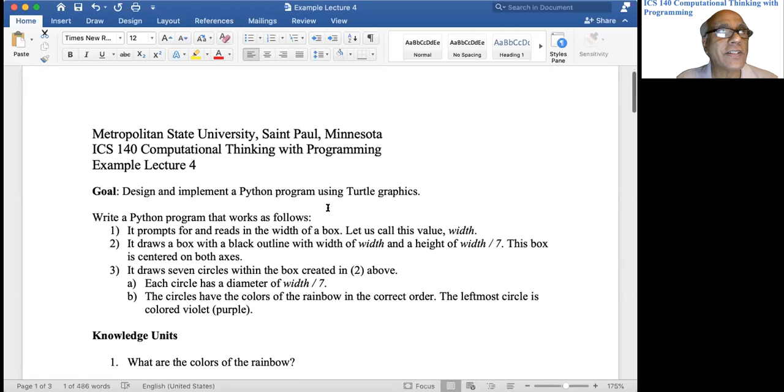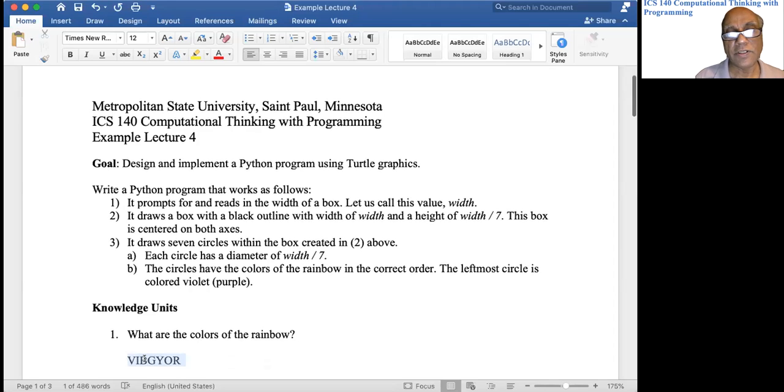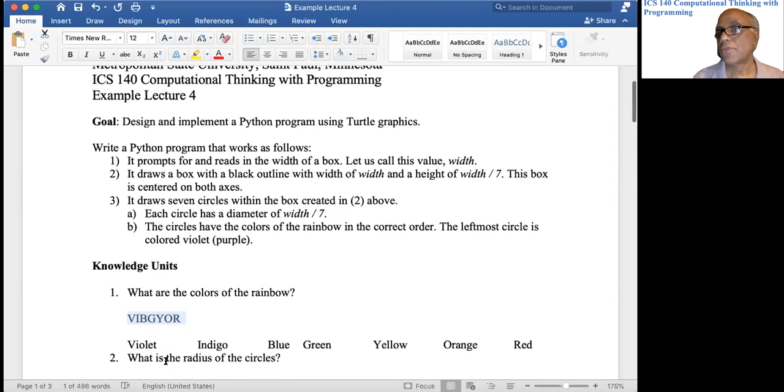Before that, the worst thing that you can do to yourself when solving a problem like this is run to the computer and start typing in stuff. That is the wrong approach to take. You should read and try to understand the problem, and then start thinking, what is it that we need to know? The first thing is we need to know what the colors of a rainbow are. At some point in my school years, I learned this acronym, VIBGYOR: violet, indigo, blue, green, yellow, orange, red. So you need to know that. If you don't know that, Google it.